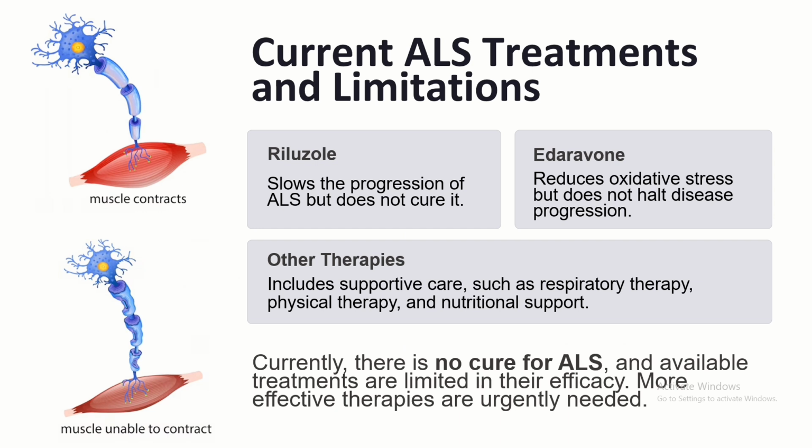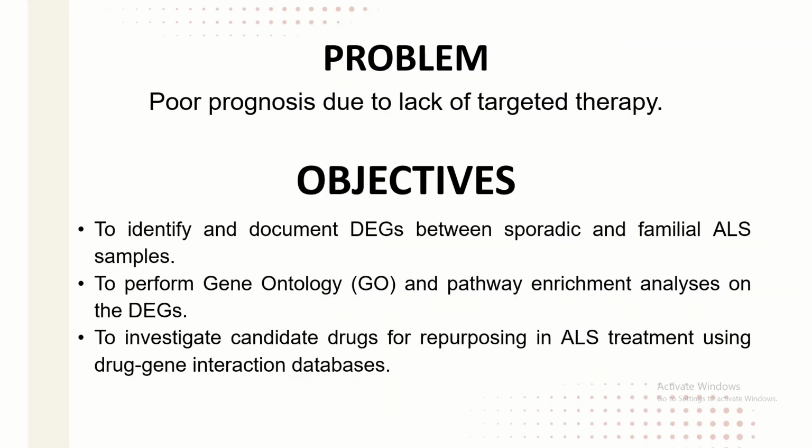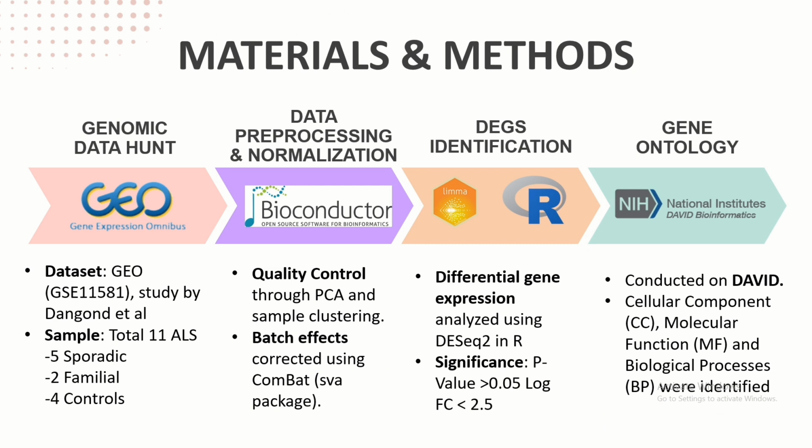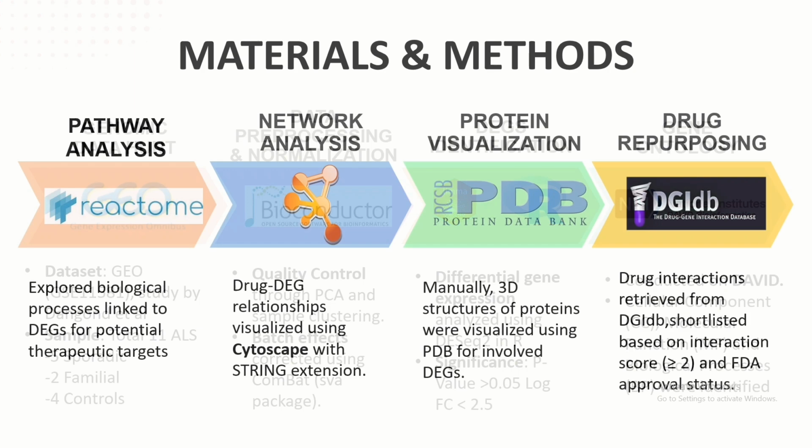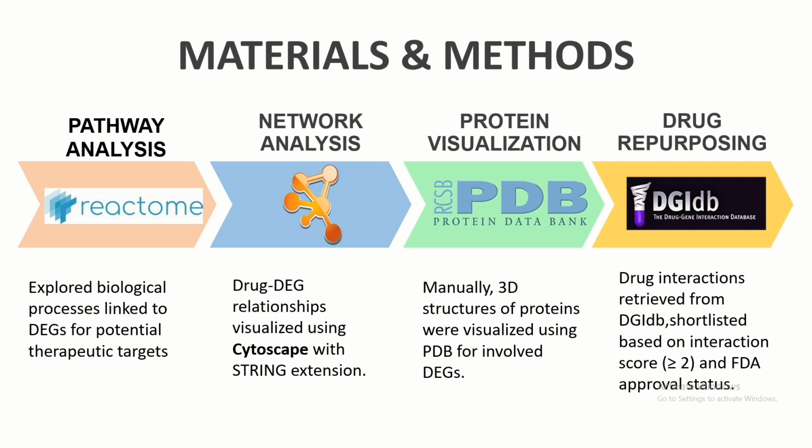Therefore, we decided to focus our research on the genetic aspects of ALS. Our research objectives were clear: identify differentially expressed genes, perform gene ontology, and investigate drug gene interactions to repurpose ALS drugs. Here is the workflow we followed. We began by hunting for genomic data from public databases, then proceeded with data preprocessing and normalization. We identified DEGs and finally performed gene ontology and further drug interaction studies.